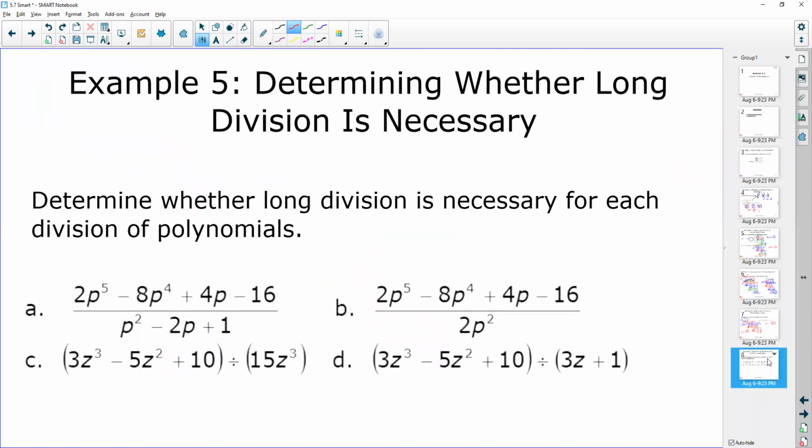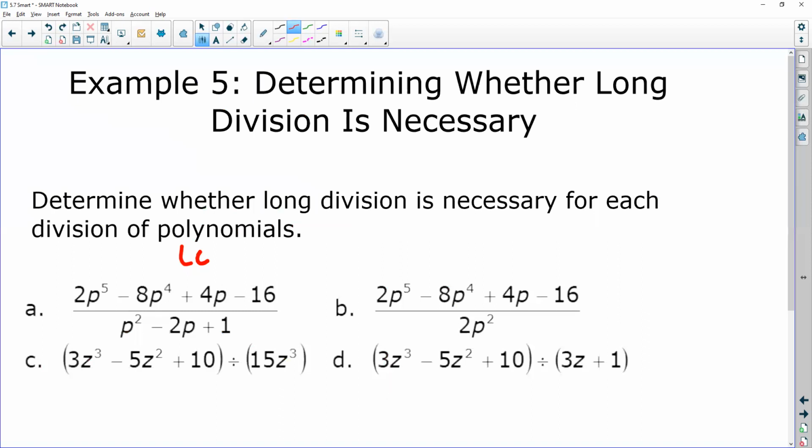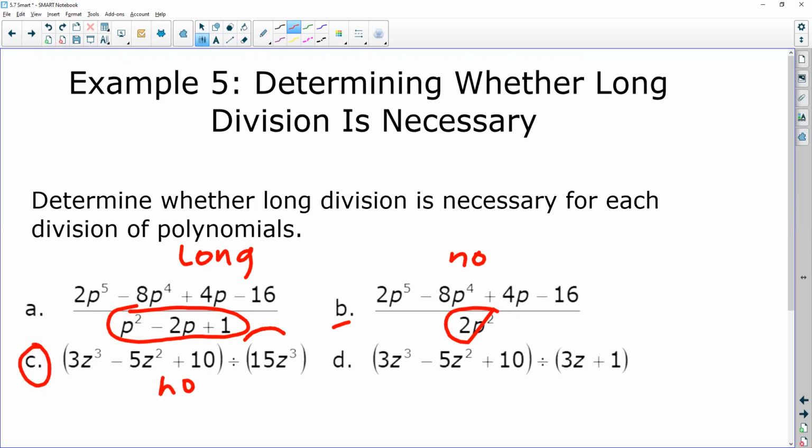Now, this slide, all you're going to decide is if you have to do long division or you can divide by just the monomial. So do we need long division or not? Well, if you look at A, yeah, I need long division because this is way more than a monomial, right? There's lots more going on there. But for B, I don't need it because all I have is a single term here in the denominator. For C, the answer is also no, I don't need long division because again, single term. And then for D, yes, long division.